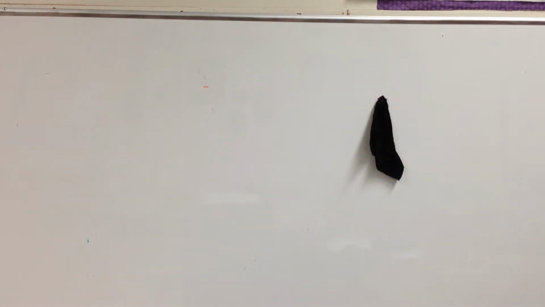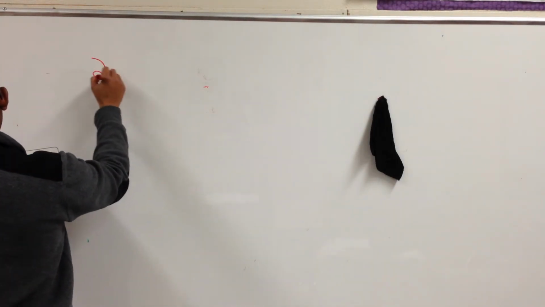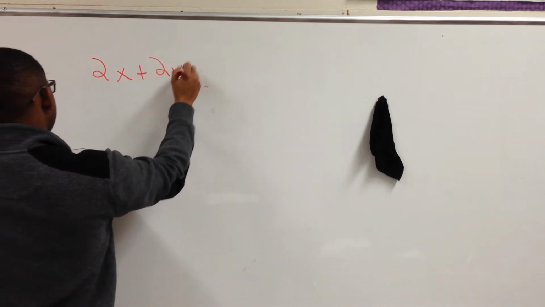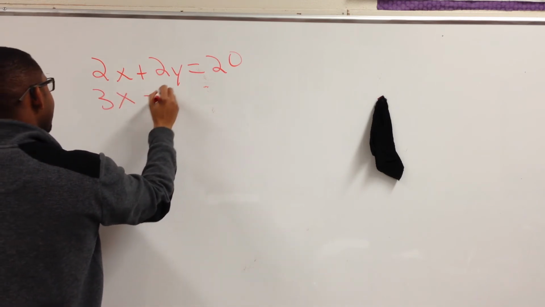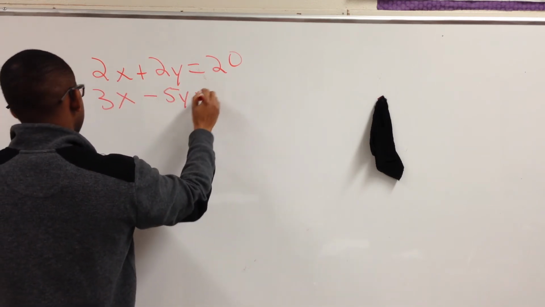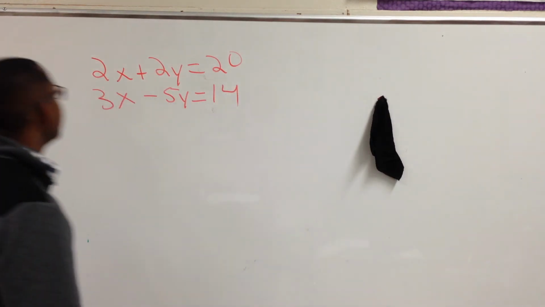So the next problem says 2x plus 2y equals 20, 3x minus 5y equals 14. This is a good one to look at.